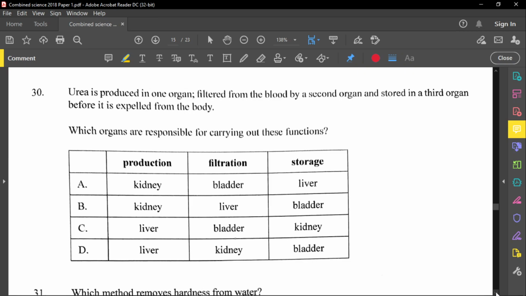First and foremost, what produces the urea is the liver, by a process called deamination. Okay, so liver is what? So we know that it must be between C and D. It is filtered by the kidneys. As a matter of fact, it is filtered by the nephrons in the kidneys, just to make a point there. And it is stored in the urinary bladder. So D will be our correct answer.